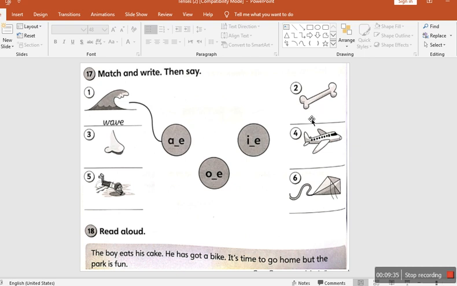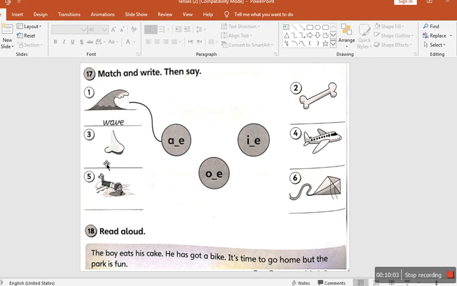Here we have, this is bone. Very good. Bone. Is bone with A-E, I-E, or O-E? That's right. It's O-E. Bone. So all you have to do is to write the word bone here and match it with O-E. Number 3, yeah, this is clear for you.